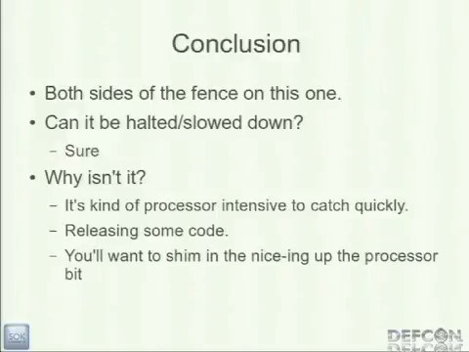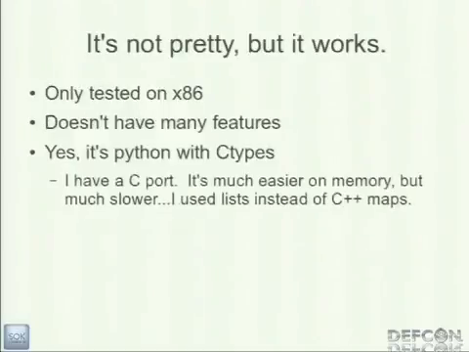There is some code that I'm giving out that catches it pretty fast. It is just Python with ctypes. It's not very heavy. You'll want to shim in nicing up the processor if you plan on leaving it running in the background, because it doesn't have any processor control at all. It's not pretty, but it works. I only tested it on x86. There are issues that can happen with x64 because the way you query memory changes and some of the results you get can change. It doesn't have a lot of features.